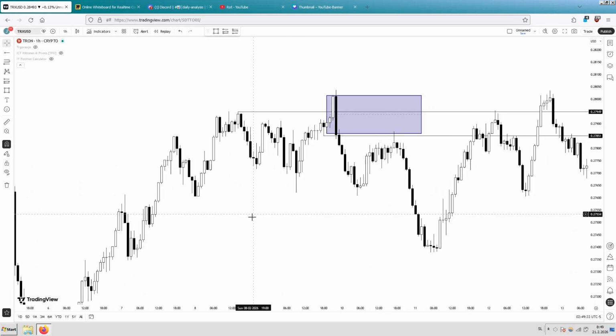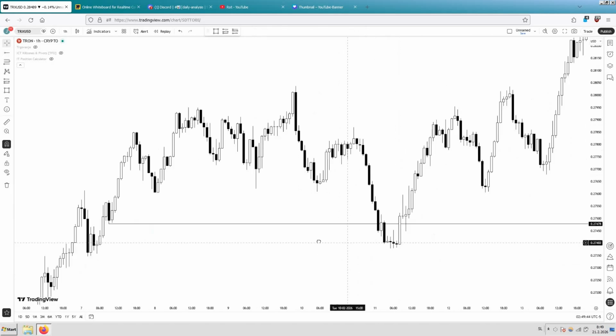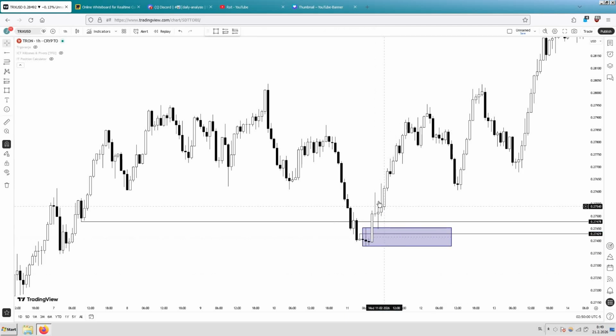Okay? Then, what do we have here? Here we have one particular low. Okay? We have one particular low, then we have a high, and then break of structure. So what does that mean? The last move down before break of structure is an order block. The price touches the order block and continues higher. You see how simple that is?